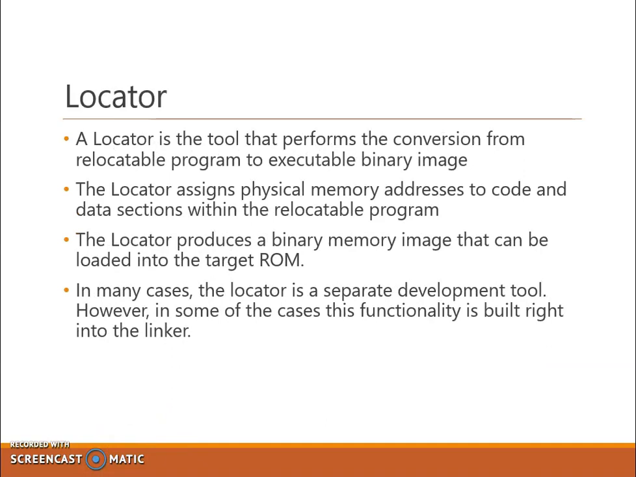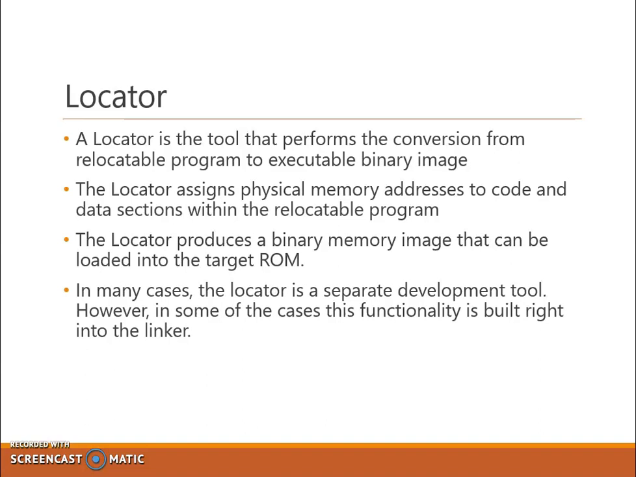Now the next tool is the Locator. The Locator is a tool that performs the conversion from the relocatable program to an executable binary image. The input for the Locator is the relocatable program, that is a single object file which is produced by the linker, and its output is a single executable binary image. This binary image is in .exe format or .hex format. So what is the job of the Locator? The Locator assigns physical memory addresses to the code and data sections within the relocatable program.